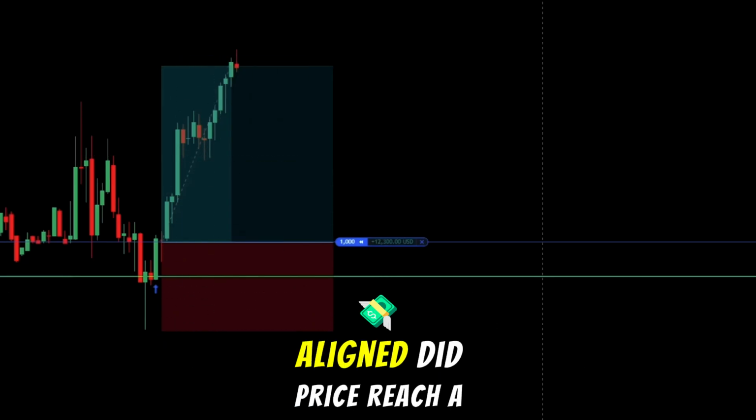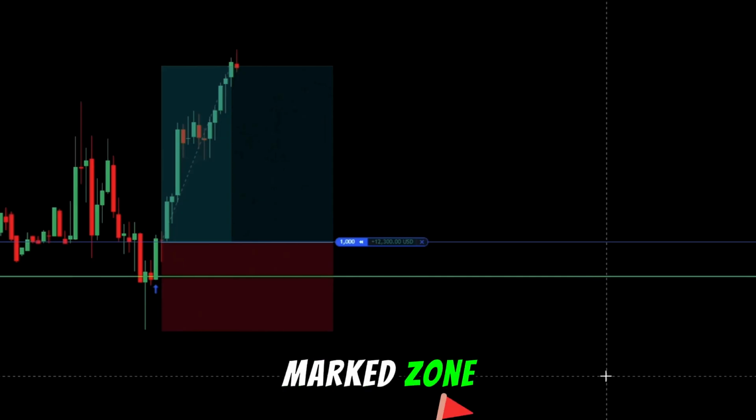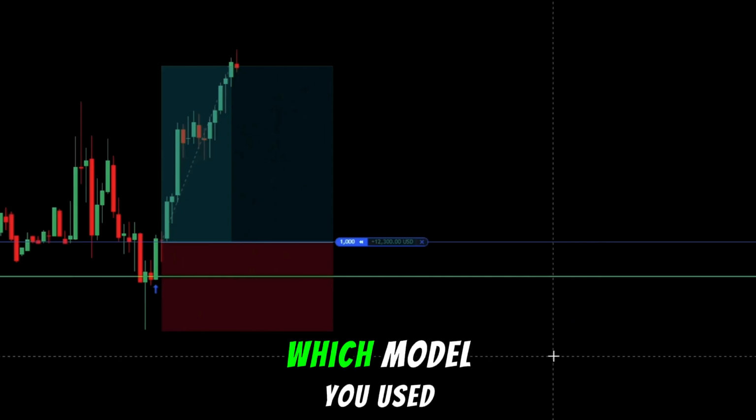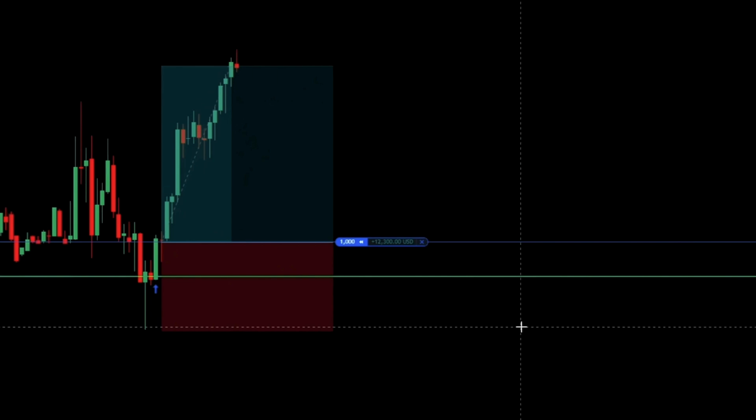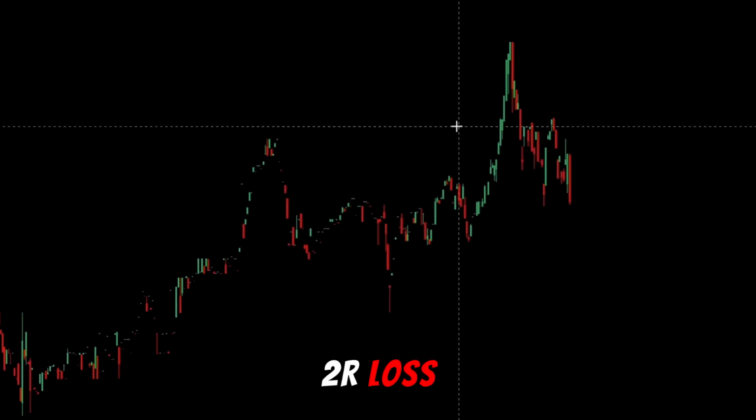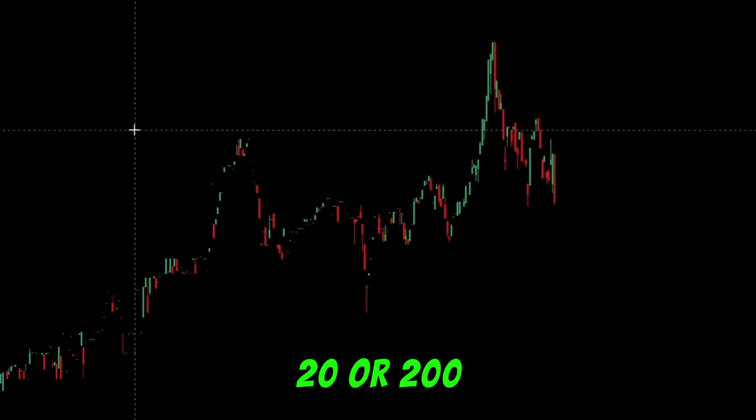For each one, log 5 fields. Were the time frames aligned? Did price reach a marked zone? Was there a sweep? Which model you used? And the result in R rather than pounds. R keeps you honest. A 2R loss is a 2R loss, whether it costs 20 or 200.